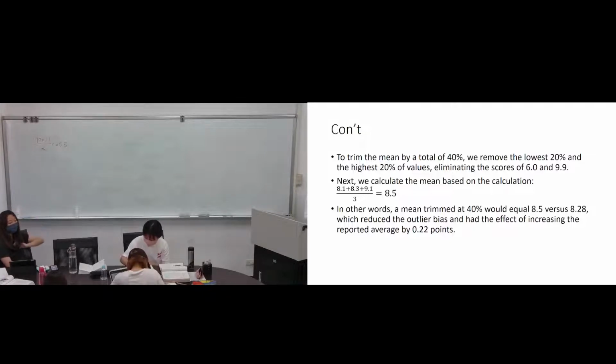Questions? After we trim the extreme values, we reduce the outlier bias, and we have the effect of increasing the reported average.